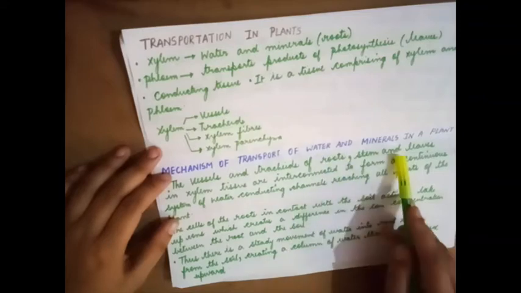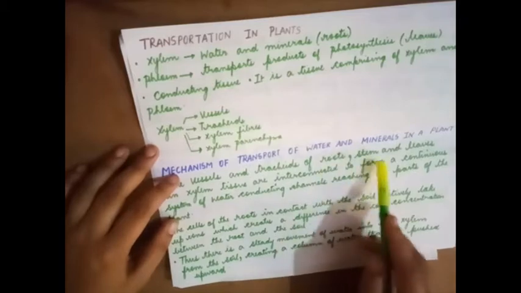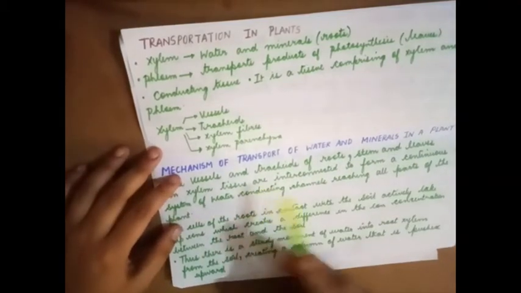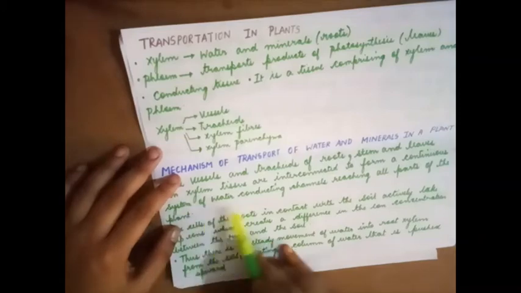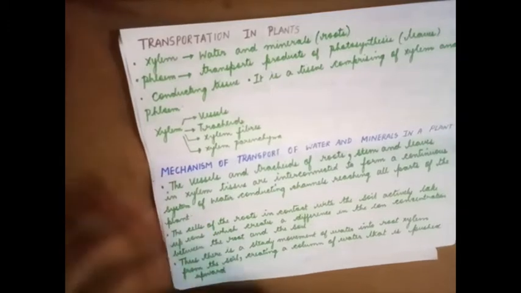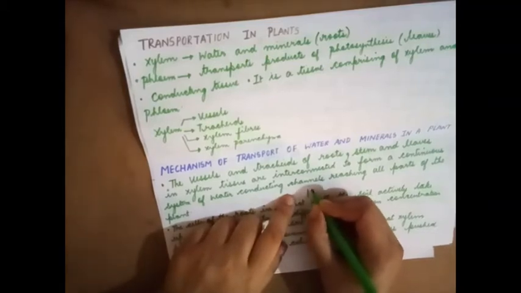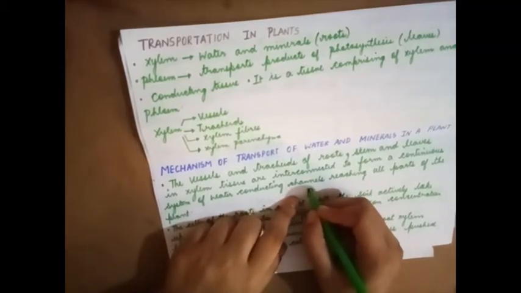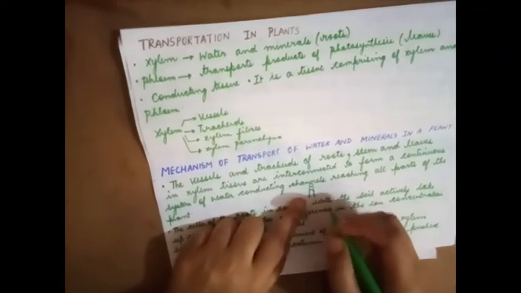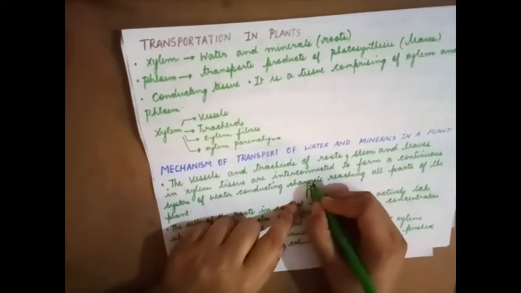Mechanism of transport of water and minerals in a plant. The vessels and tracheids of root, stem and leaves in xylem tissue are interconnected to form a continuous system of water conducting channels reaching all parts of the plant. Now, these elements, vessels and tracheids, lie one above the other forming a continuous system. The vessels are cylindrical in shape, so they are connected one on top of the other to form a continuous channel. Now the tracheids are elongated, or spindle shaped.